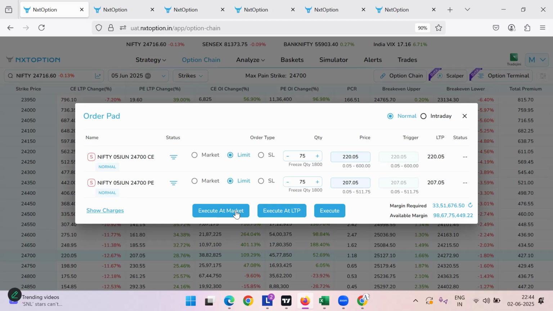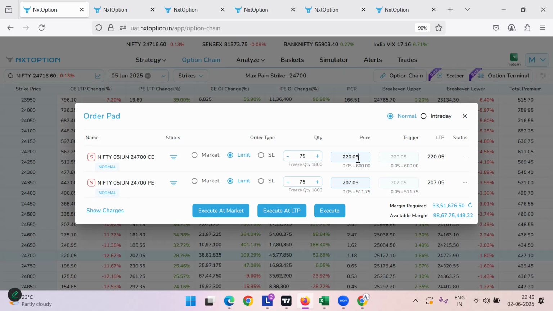Now, option premiums are highly volatile. So sometimes what happens when the markets are suddenly going down, your short call position will get executed, put may not get executed. So in order to avoid that problem, you can execute at market by using the market price. Now you want to use the last traded price as a benchmark to execute your trade. You can click on execute LTP.